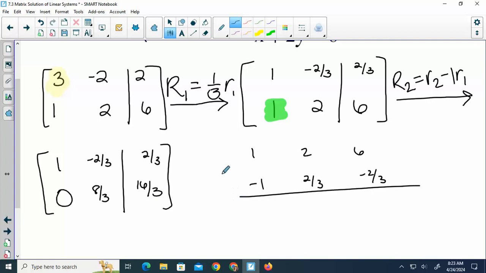Do you like it better when I show my work like this, or when I do it like row 2 minus 1 times the number in row 1? This, or when I show each individual number? Okay.